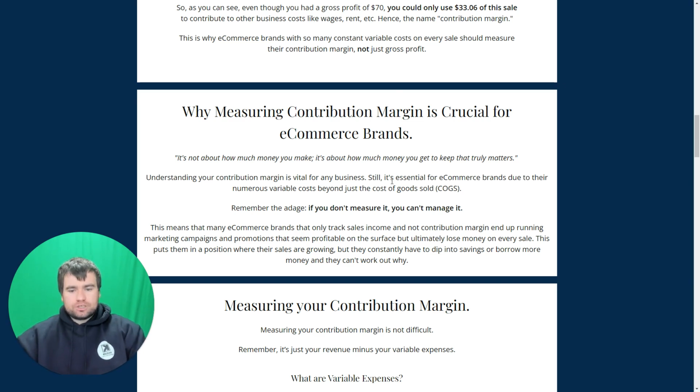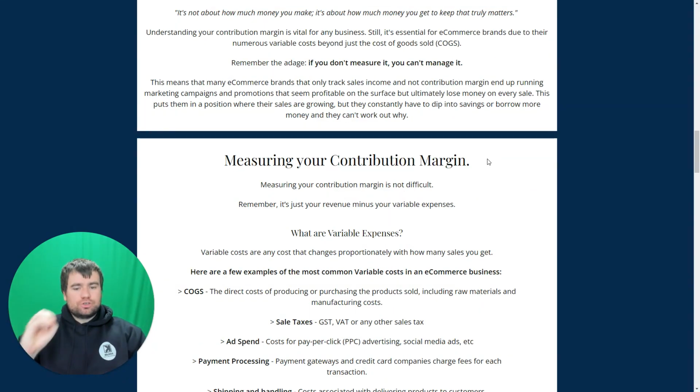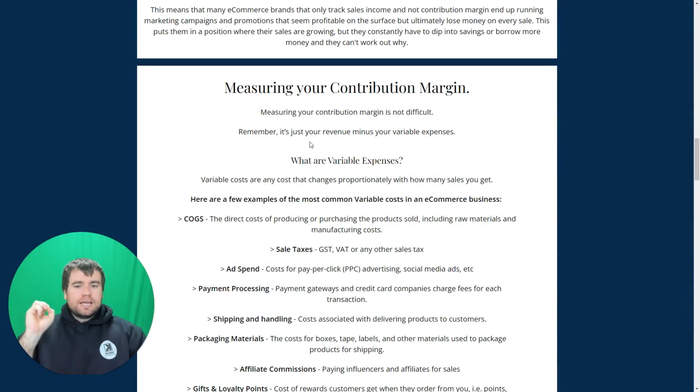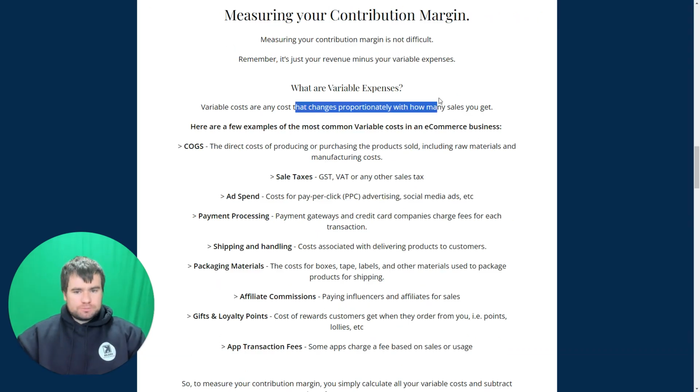So this is why it's so important, because if you don't measure this, you can't manage it. And it's really not about how much money you make, it's how much money you actually get to keep that matters for your business. So once you understand this, how do you actually measure your contribution margin? Like I said, all it is is your revenue minus your variable expenses. So what are the variable expenses? In e-commerce, these are the most common ones.